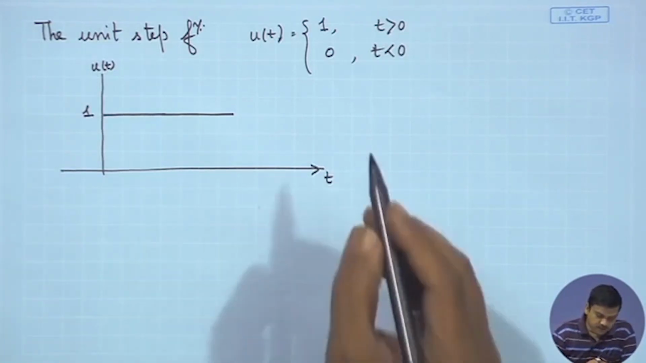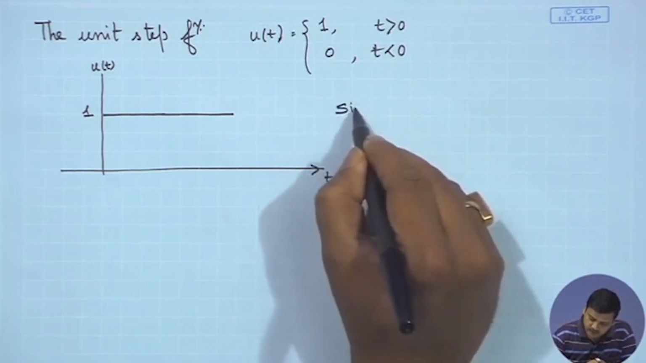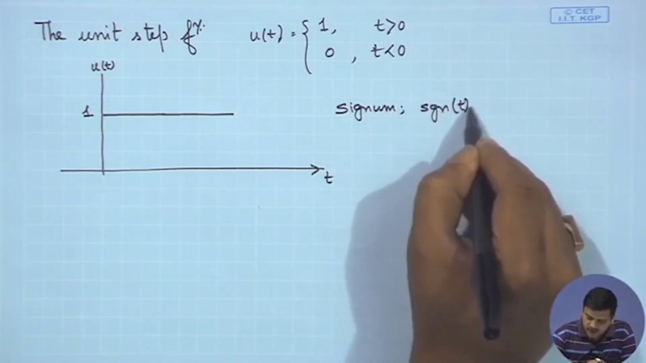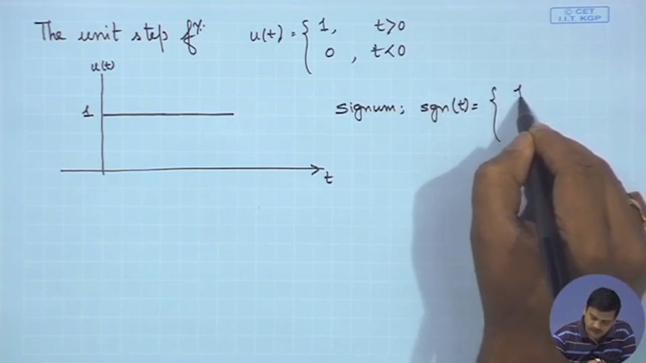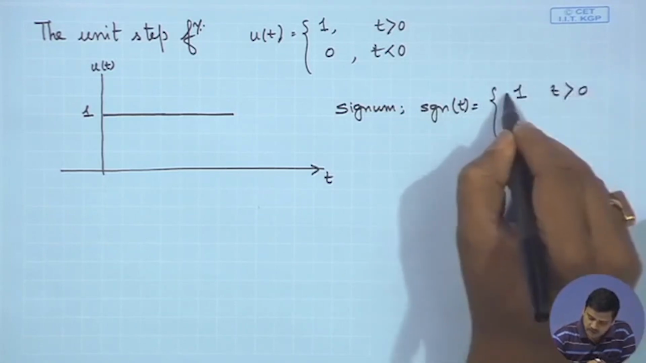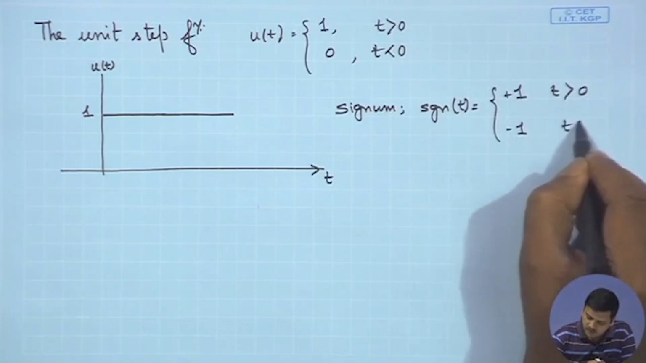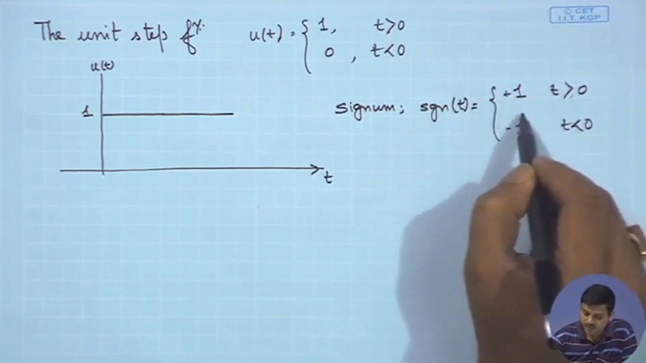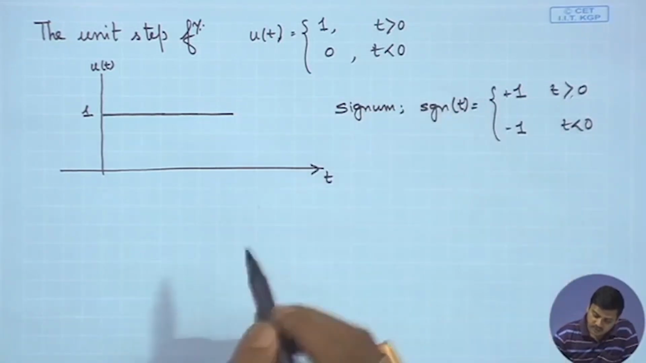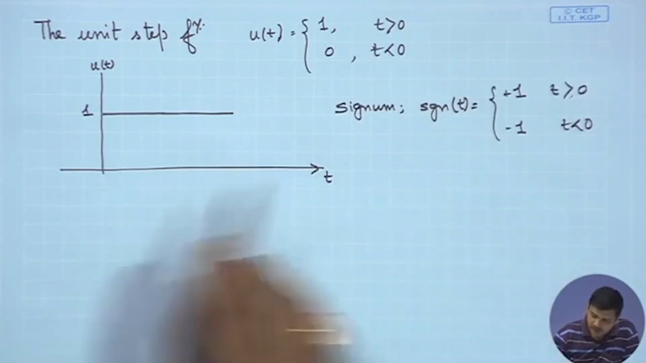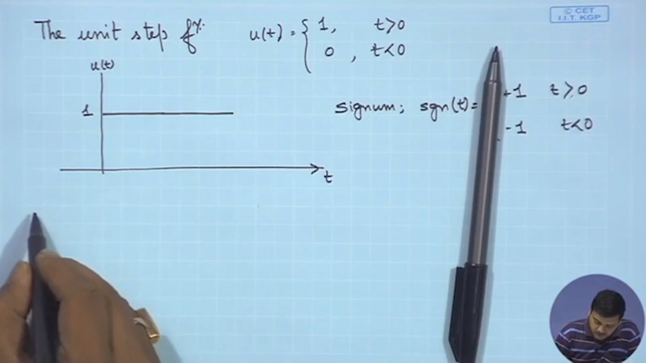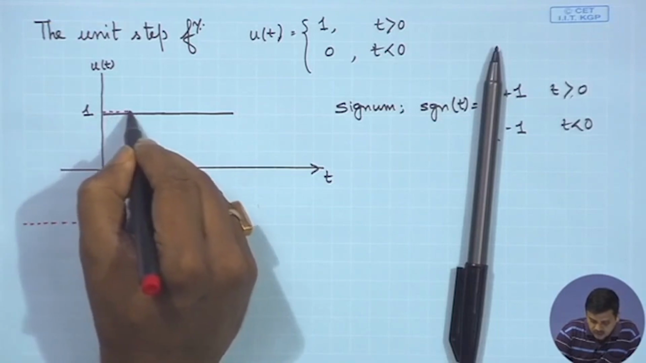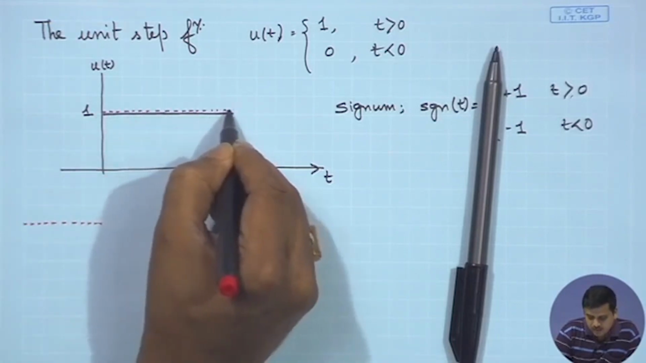Now, we know there is a function called the signum function, or you can call it SGN of t, which is generally defined as plus 1 for t greater than 0 and minus 1 for t less than 0. In some cases they put t greater than or equal to 0, and in quite many cases they would have a 0. If we look at the signum function, it would be going like this.